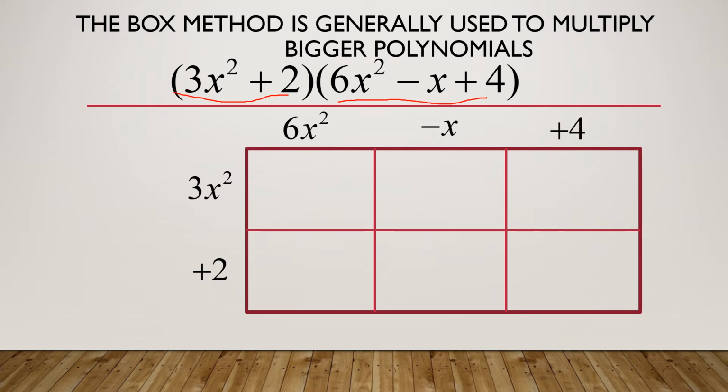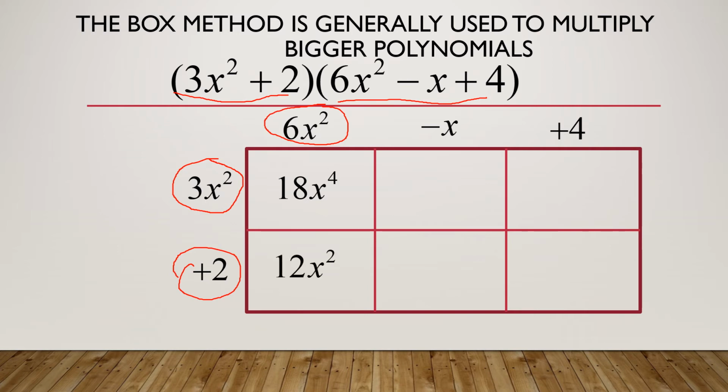And then I'm going to take the terms in the boxes. So I'm going to take this term and multiply them together. And remember, again, when you multiply polynomials, you add the exponents, but you multiply the numbers. So 3 times 6 is 18. X squared times x squared is x to the 4th. Then, still with this column, I'm going to take this 2 here and multiply it by this 6x squared, and I'm going to get 12x squared. And I'm going to keep multiplying those boxes together.